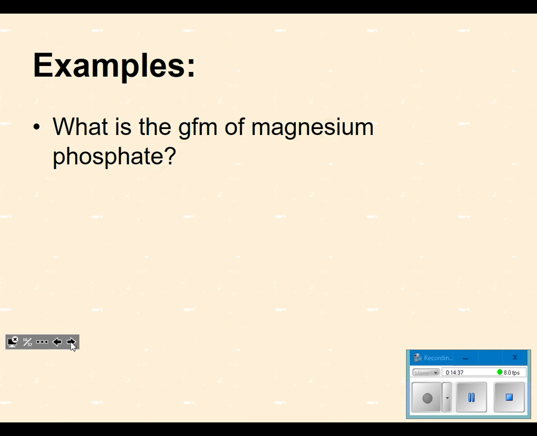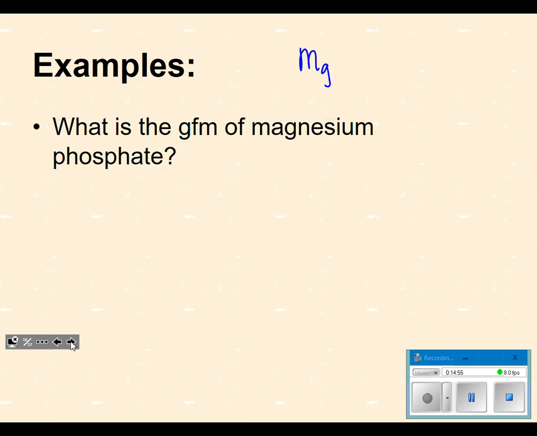All right, so if I want to know what the gram formula mass, or the GFM, for magnesium phosphate is, well, first of all, I have to write the formula, which we did in our last unit. So this is one of those things of, let me review you from our last unit. So we have magnesium, and we look it up on our periodic table, and magnesium symbol is Mg.